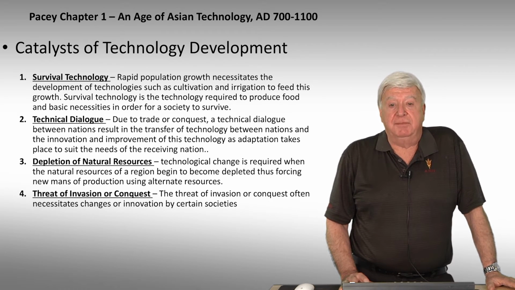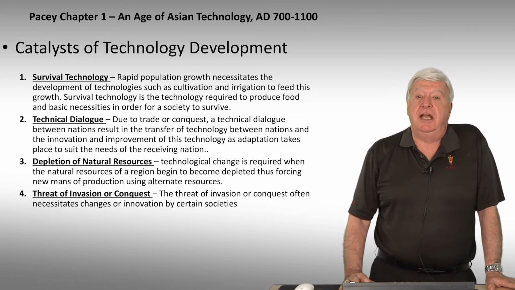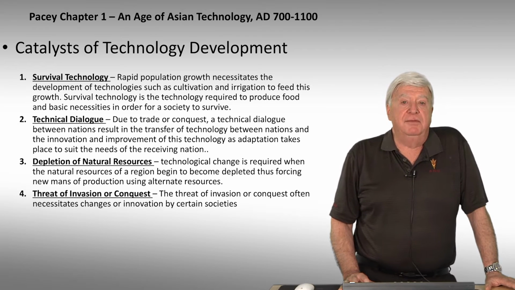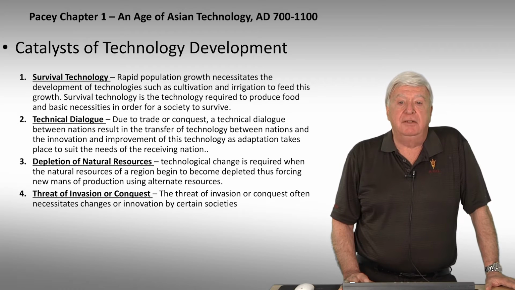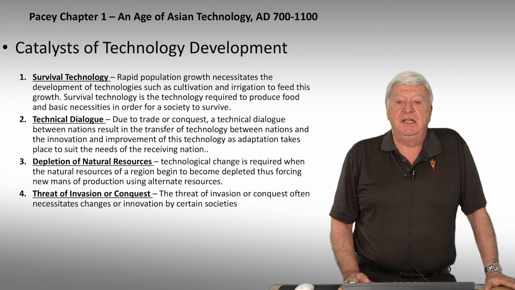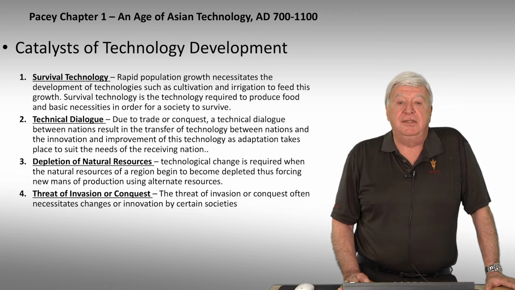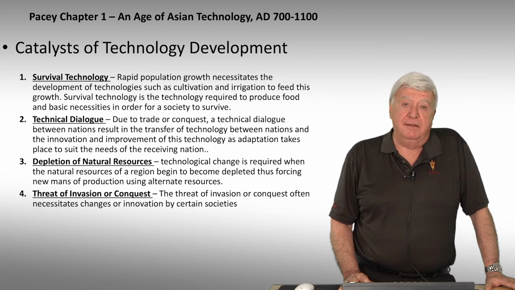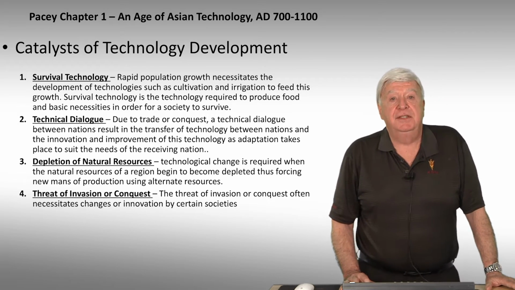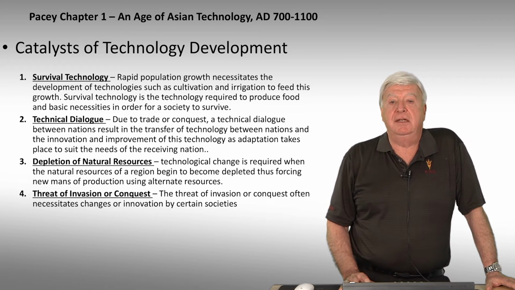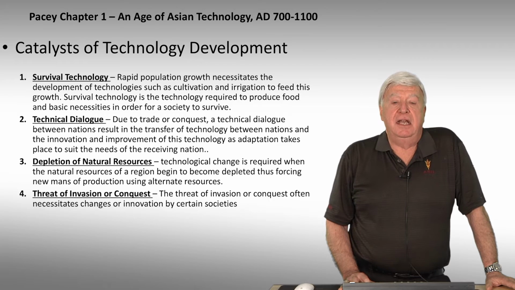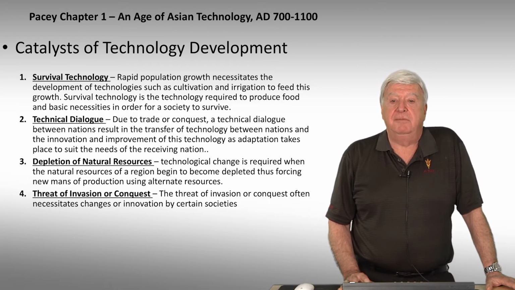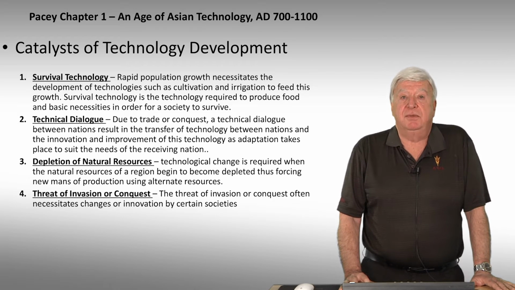Catalyst of technology development. One of the key elements in the first few chapters of Pacey is the concept of survival technology, wherein rapid population growth in areas such as China necessitated the development of technologies in improved irrigation and cultivation techniques. Survival technology is the technology required to produce food and basic necessities in order for a society to survive. That's the definition. Another theme presented is the technical dialogue that occurs when goods are traded between nations such as India and China, and the innovation and improvement of these technologies by the receiving country to suit their particular needs.